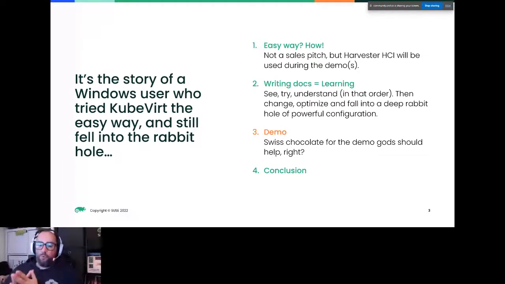So the goal was simple. It was to run a Windows VM on Kubevirt, okay? Thanks to Harvester in this case.